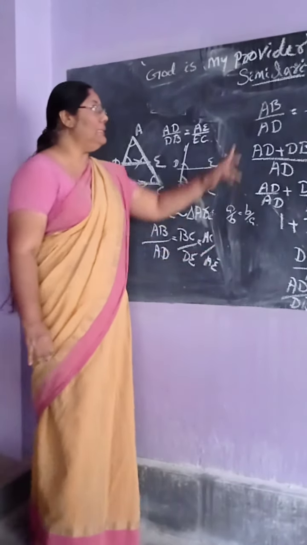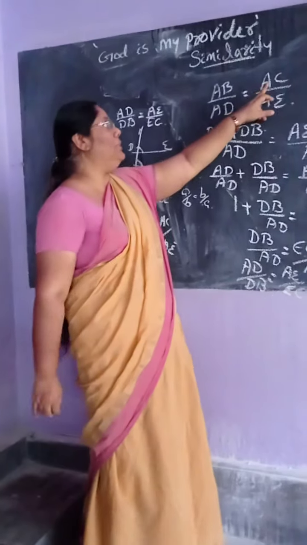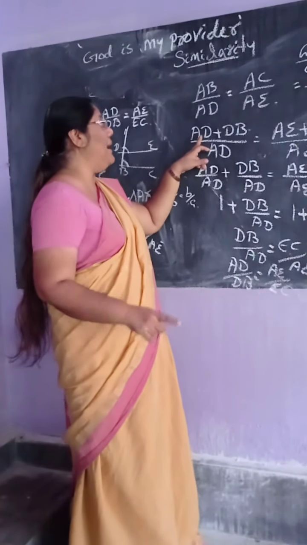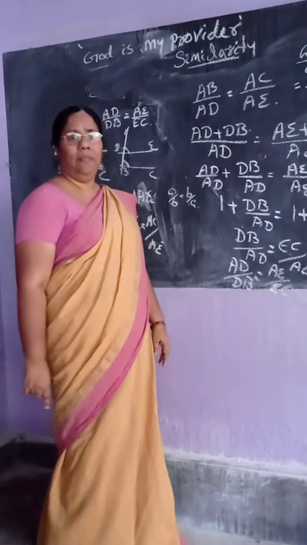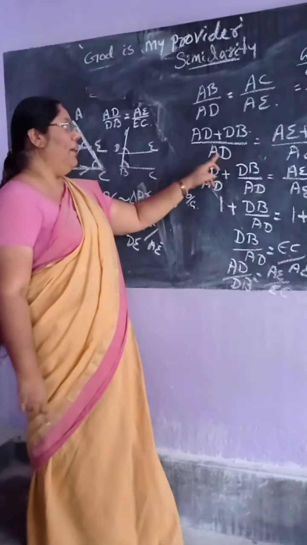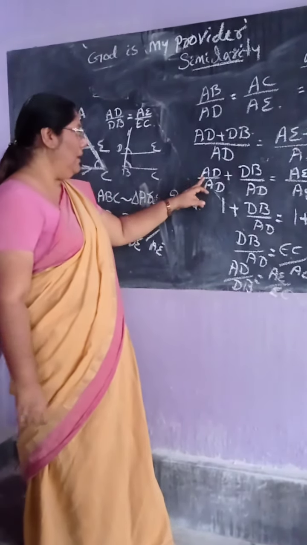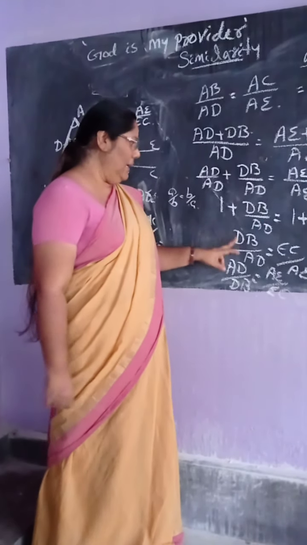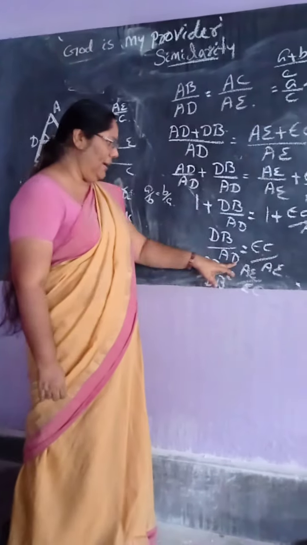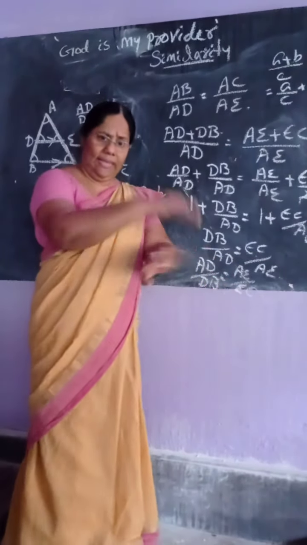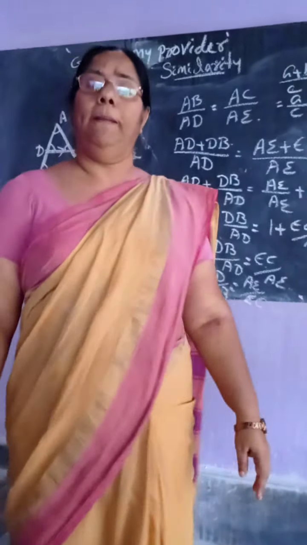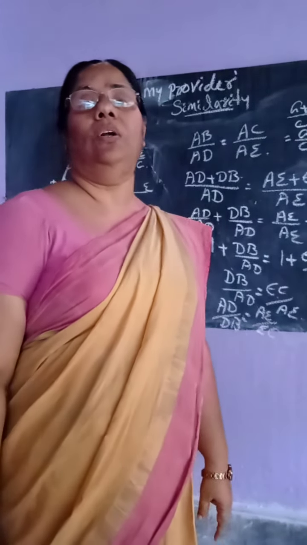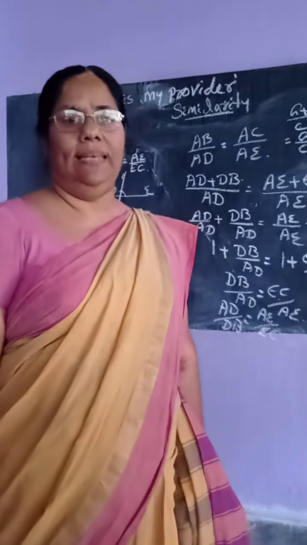Taking the first and third: AB by AD equal to AC by AE. Then we can split AB as AD plus DB. Then divide each term by AD. Then AD by AD is 1. The 1 and 1 cancel. Then you will get DB by AD equal to EC by AE. Then take the invertendo to apply. Okay. Now we can do problems based on this basic proportionality theorem.